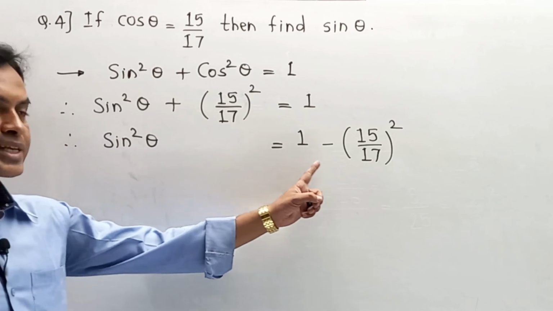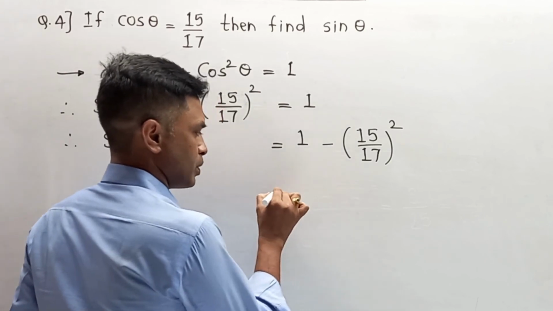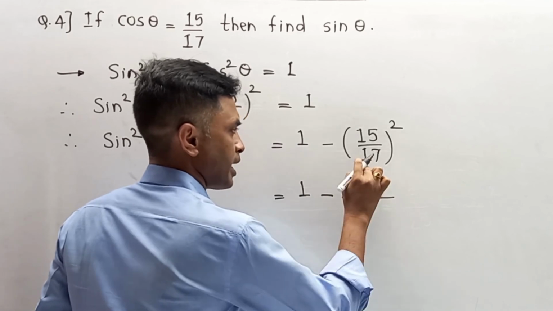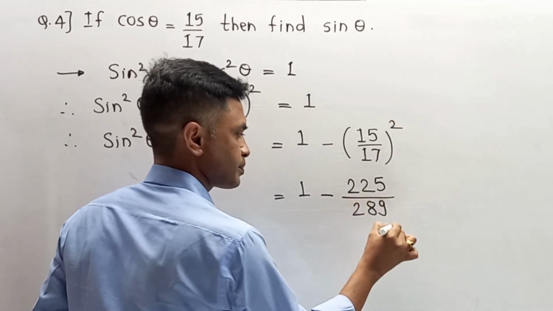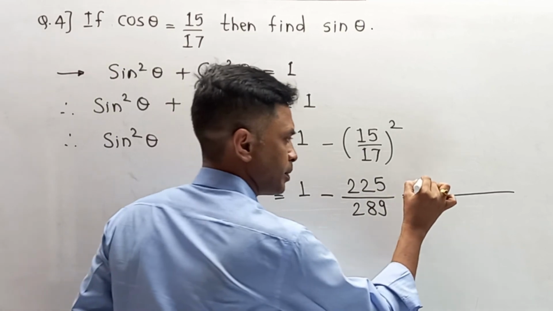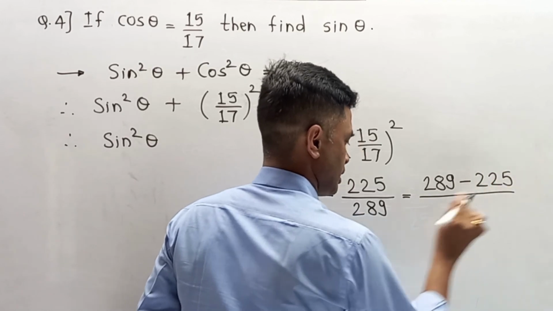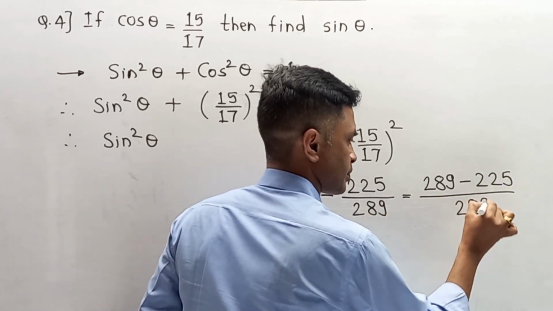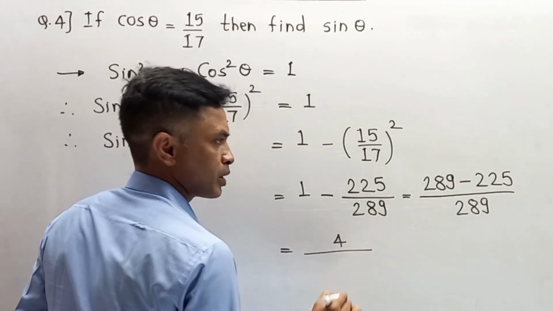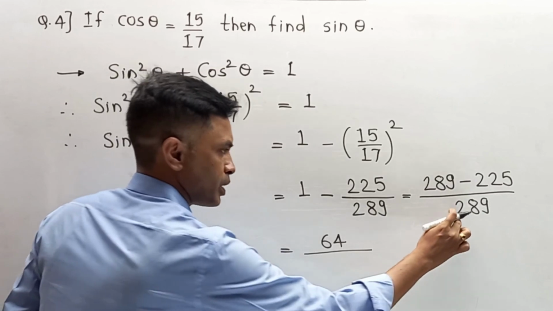Now student, remember, this calculation is the most important part for our application. Solving this value, 1 minus 15 square is 225 and 17 square is 289. Now 289 into 1, it becomes 289 minus 225 divided by 289. Now simplification: 9 minus 5 is 4, 8 minus 2 is 6, and 2 minus 2 is 0, so 64 divided by 289.